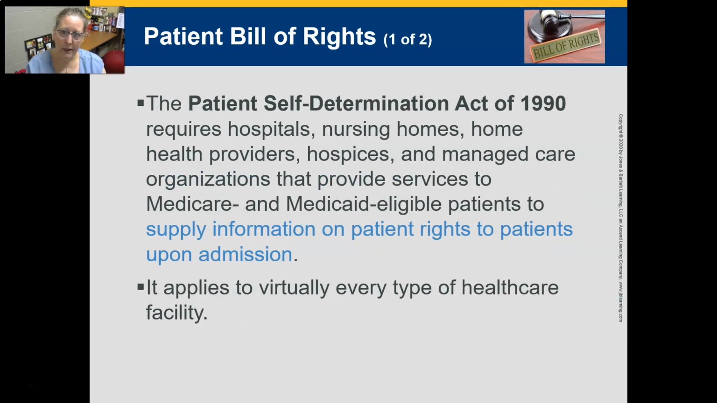So lastly, tied to this, we have the Patient Bill of Rights. The Patient Self-Determination Act of 1990 requires hospitals, nursing homes, home health providers, hospices, and managed care organizations that provide services to Medicare and Medicaid eligible patients to supply information on their patients' rights to patients upon admission. And so you do have a right to this informed consent, to knowing everything that's going on, to have access to your medical records. And this applies to virtually every type of healthcare facility.